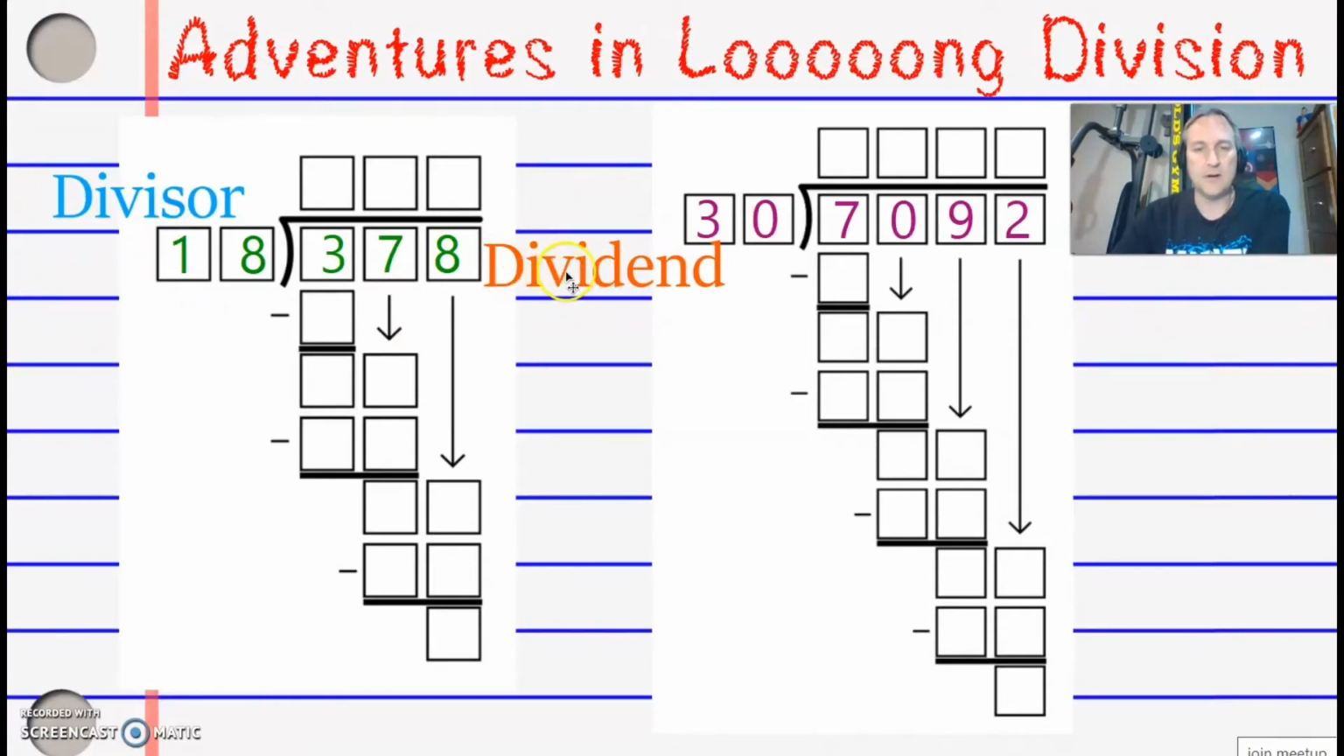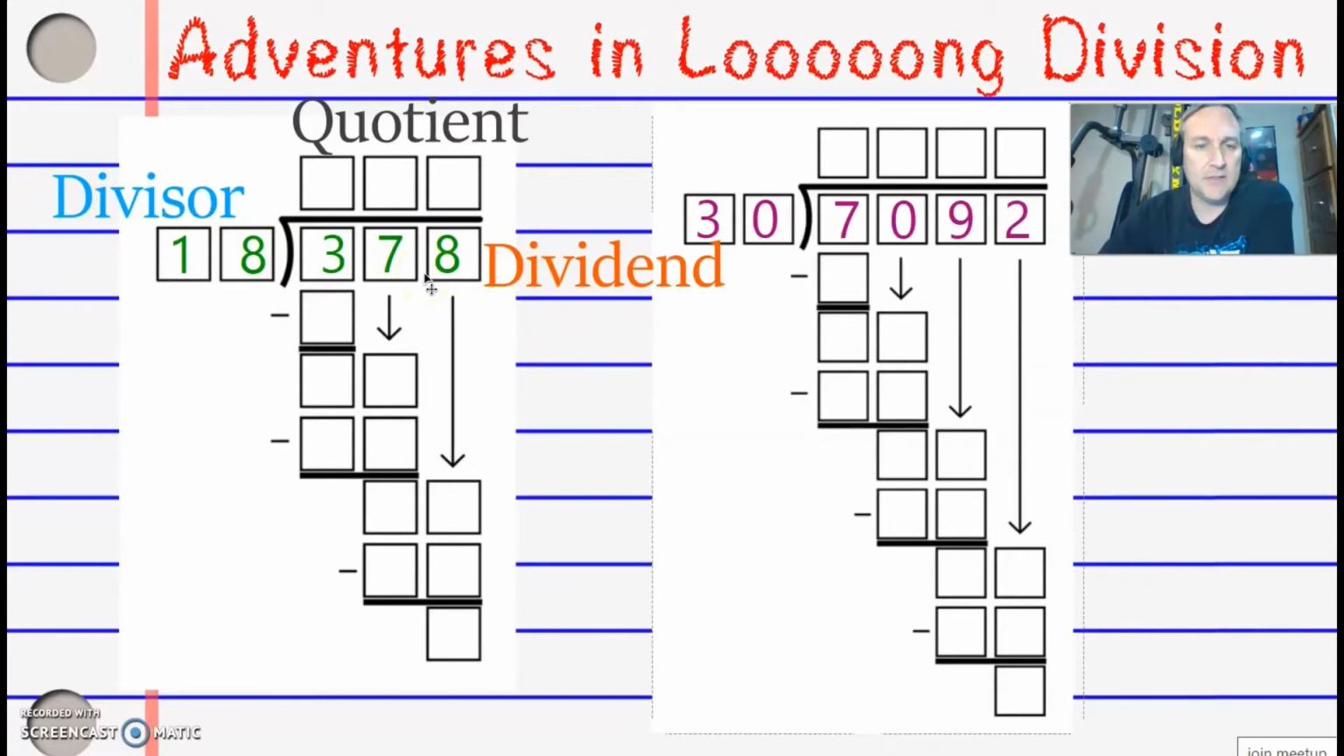So those are our important terms when it comes to the terminology with division. And another term we didn't use last time that we probably should have was quotient. A quotient is the answer to a division problem. So the quotient is what you end up with here. Okay? So here I have my divisor and here I have my dividend.